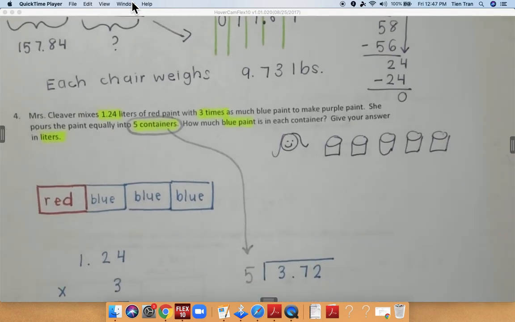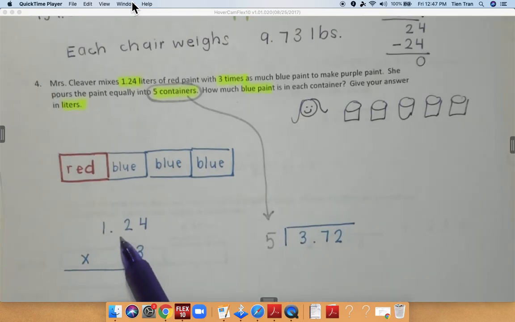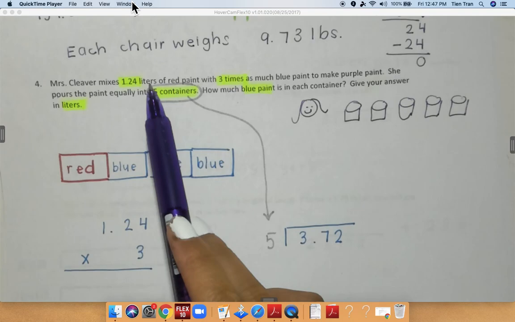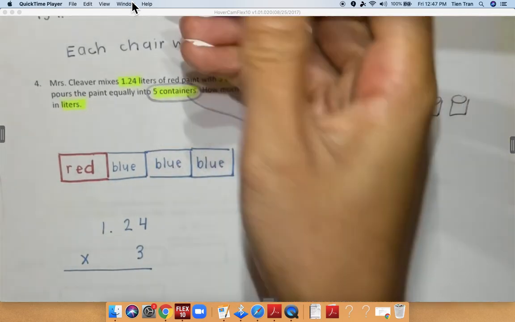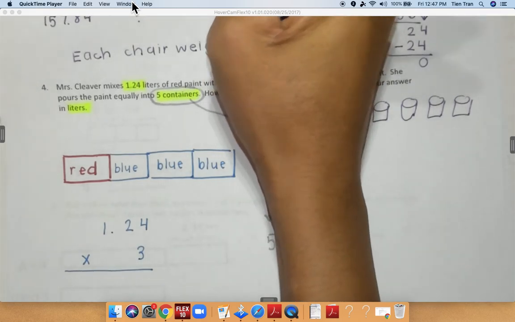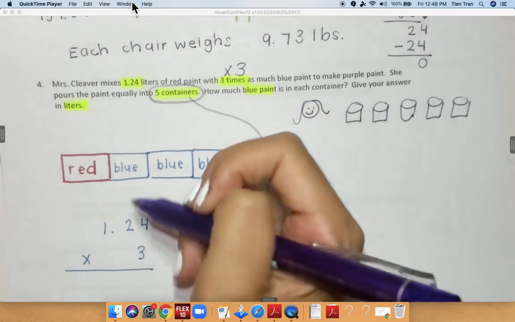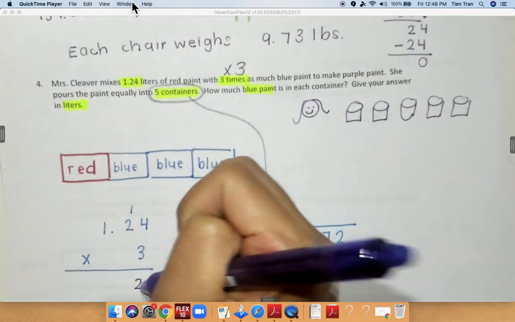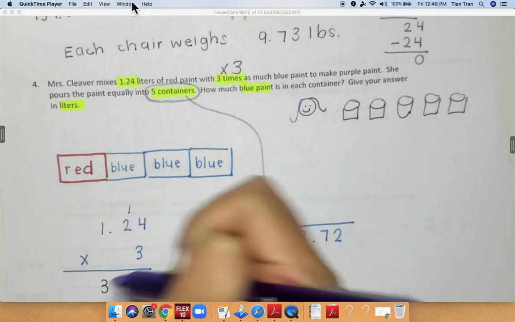Okay? So the first thing I'm going to do is multiply, because I know that it says, mixes 1.24 liters of red paint with 3 times as much. So 3 times as much means that I'm multiplying times 3. So right here I am multiplying times 3. 4 times 3 is equal to 12. 3 times 2 is 6, plus 1 is 7. 3 times 1 is equal to 3.